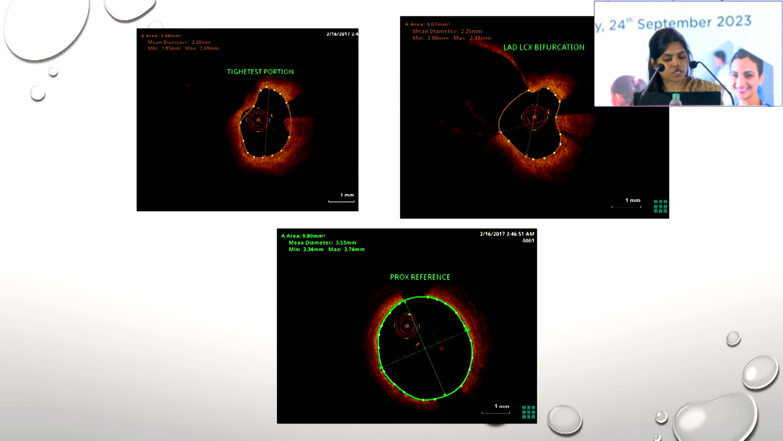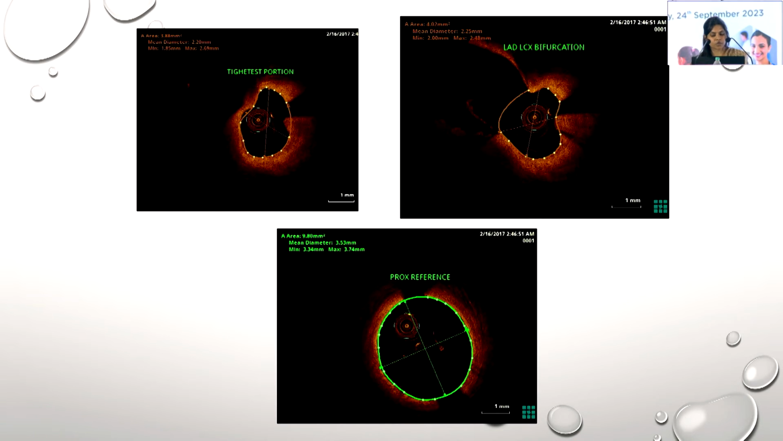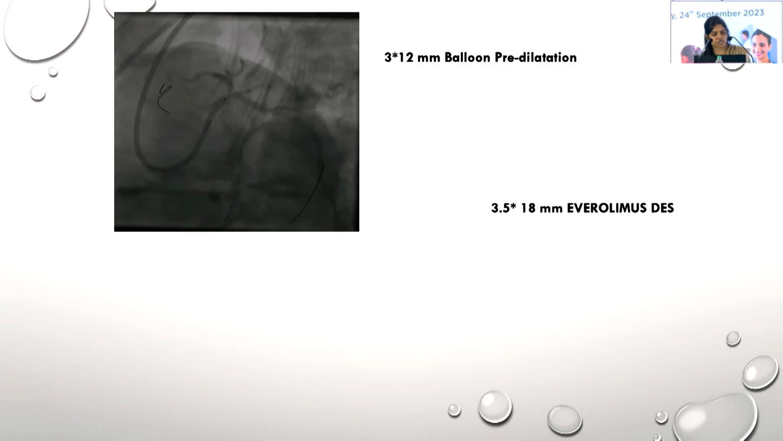The OCT was done post ballooning. The first picture is the ostial LAD, which has an area of around 3.8 mm square. Here I'm showing you these OCT images to identify the minimal lumen area and then to decide the stent size and the stent length. That's how OCT helps here. So we went ahead with a 3 mm balloon dilatation, and then the stent was deployed.